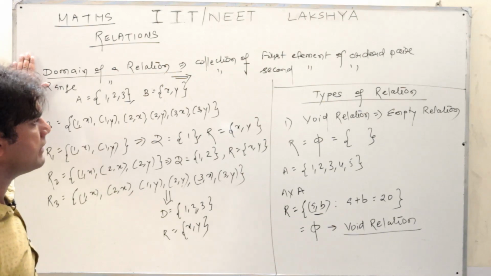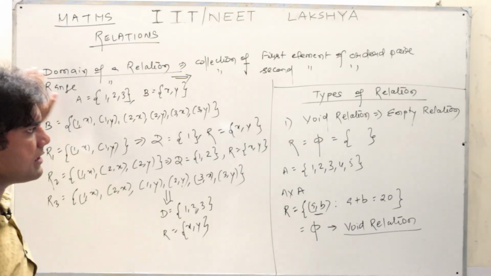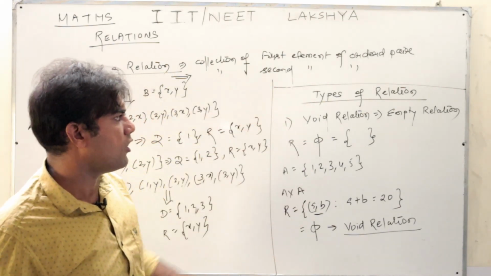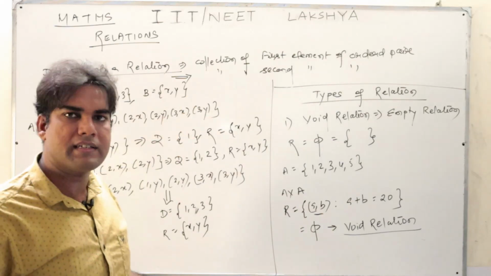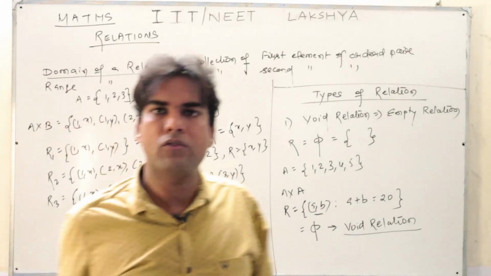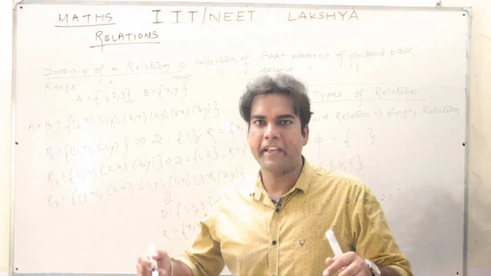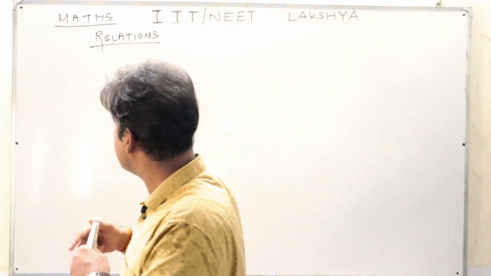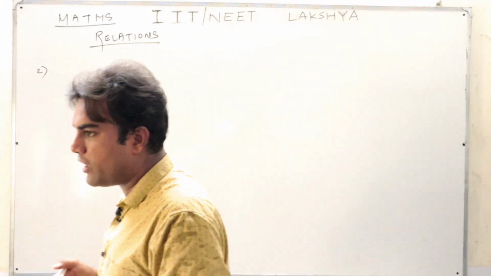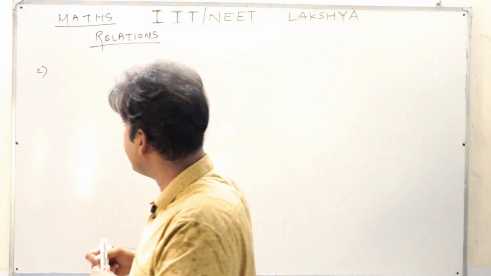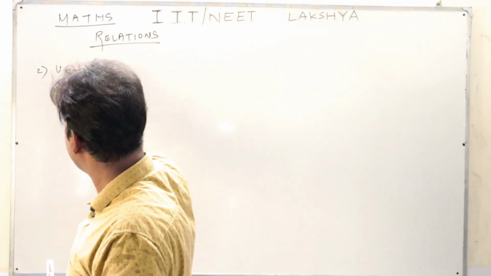So that is as far as the domain and range of a relation. This is your void relation. Now let me move to the second type of relation. Meanwhile you note it down. Okay, let us continue with the types of relations. The first relation we have already seen is the void relation. The second relation is the universal relation.